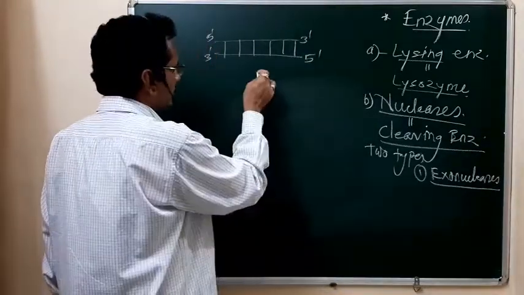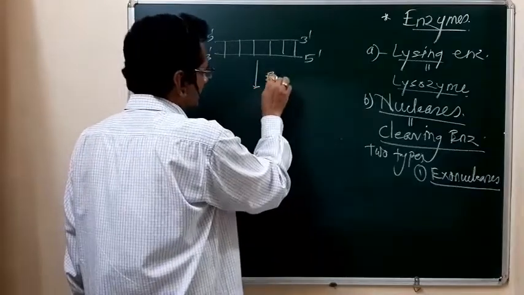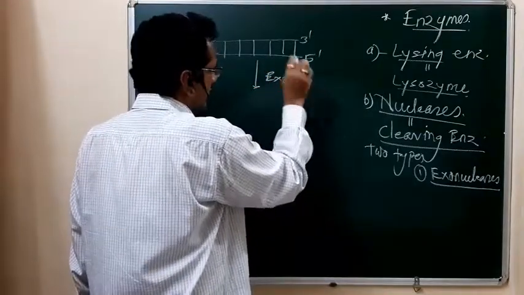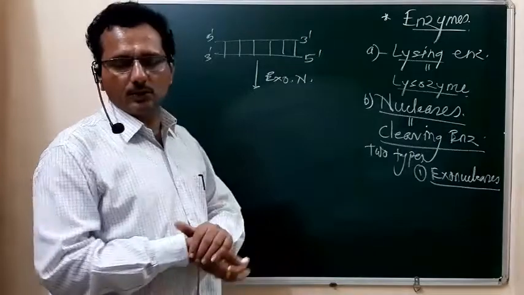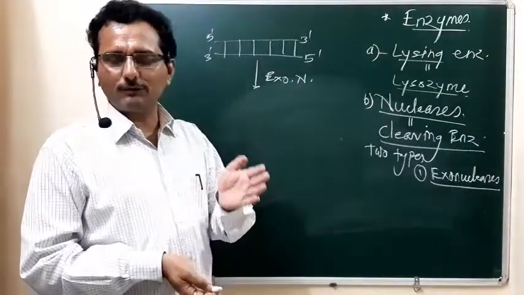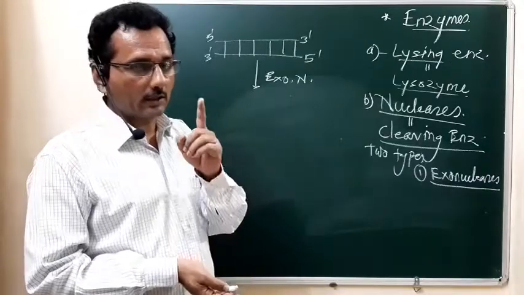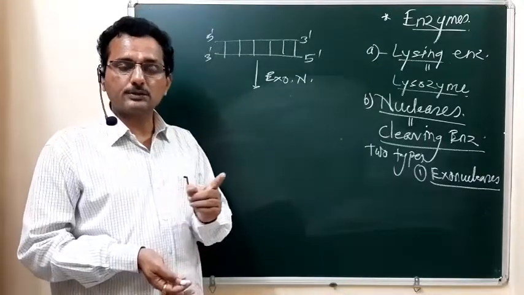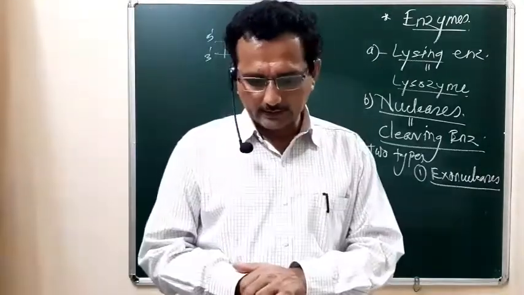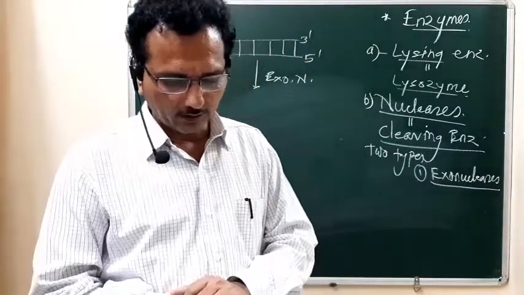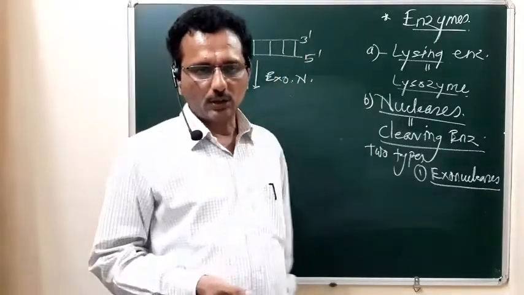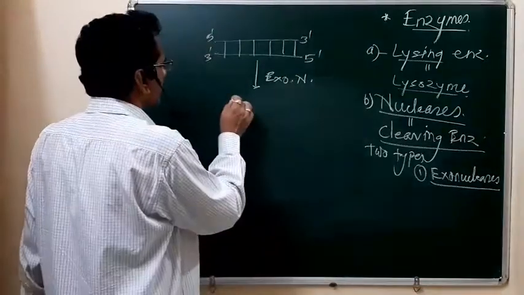So due to the activity of these exonucleases, they cut a single nucleotide from the 5 prime end or from the 3 prime end, but they cut the nucleotide from the single strand of the DNA. So you have to remember how we can show it. We can show it this way.